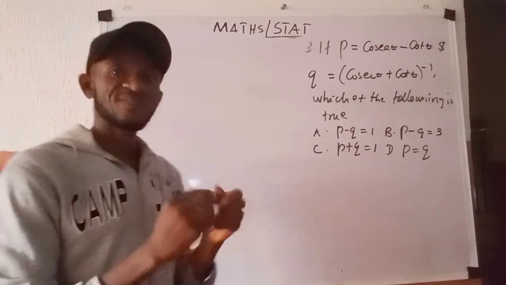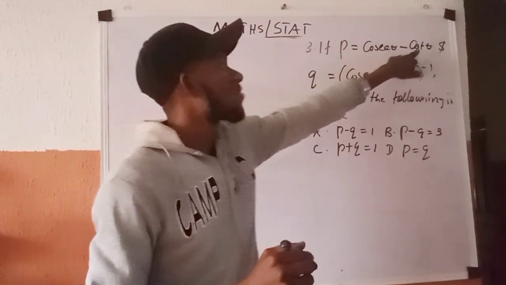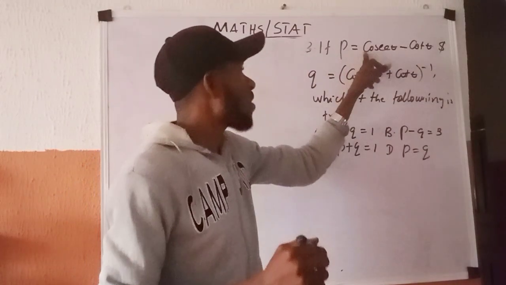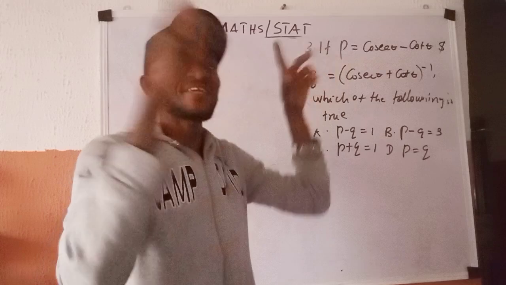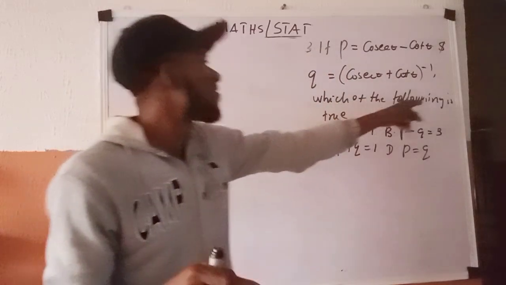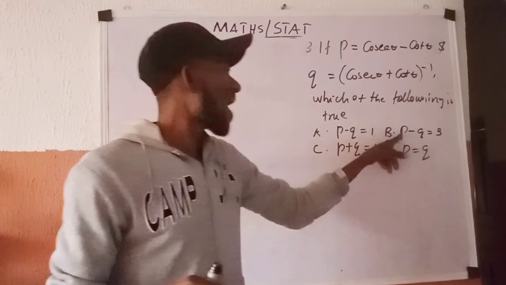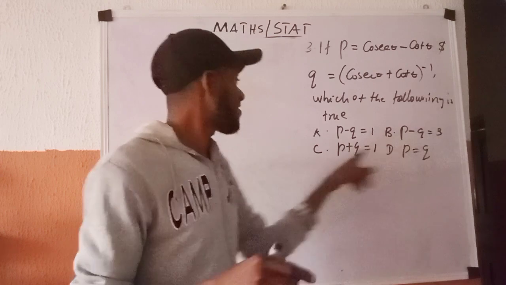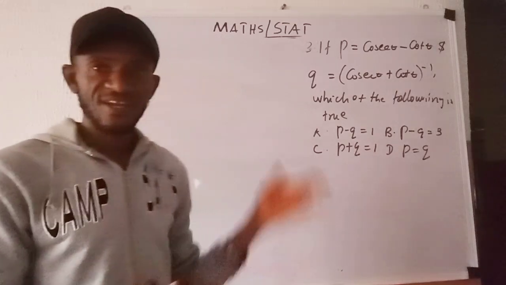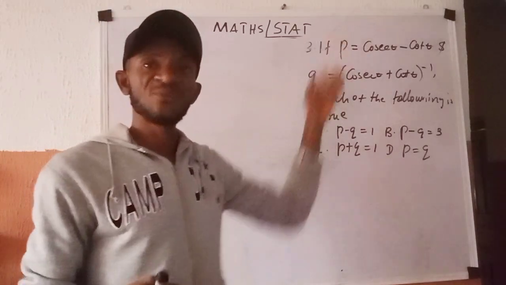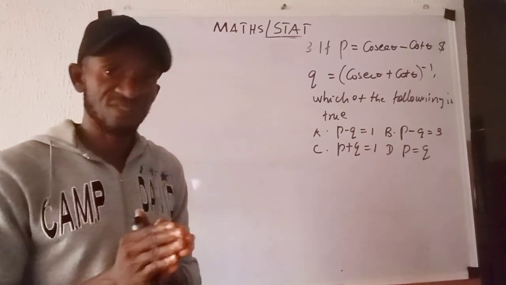Look at the problem they gave us. They say if P equals cosec theta minus cot theta, and Q equals cosec theta plus cot theta inverse, which of the following is true? That P minus Q equals 1, that P minus Q equals 3, that P plus Q equals 1, and that P equals Q. Let us see whether at the end of solving this problem, we may be able to get something like this. So the first thing we are going to tell ourselves is this.